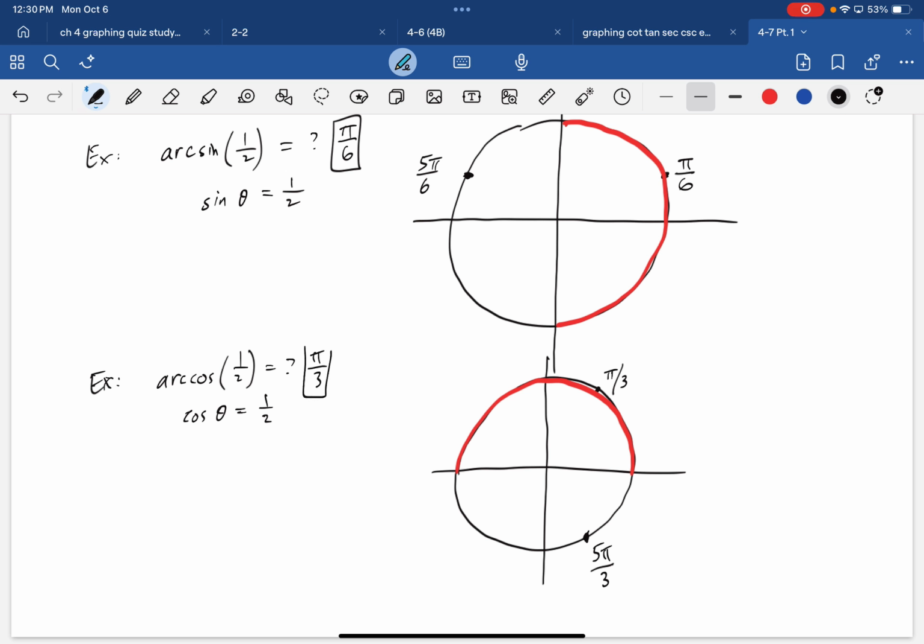All right, that's why these restricted domains and restricted ranges are super important, because otherwise you're going to get all kinds of different values for the arc cosine function.